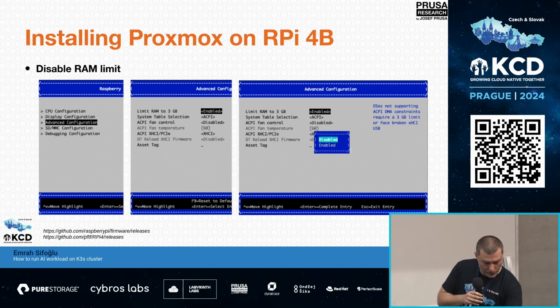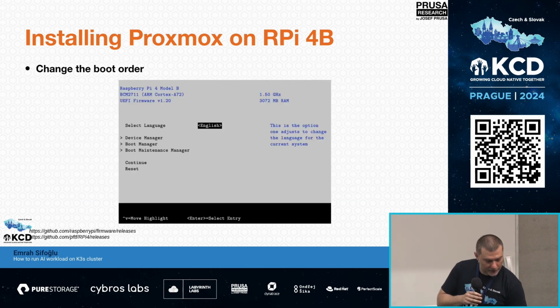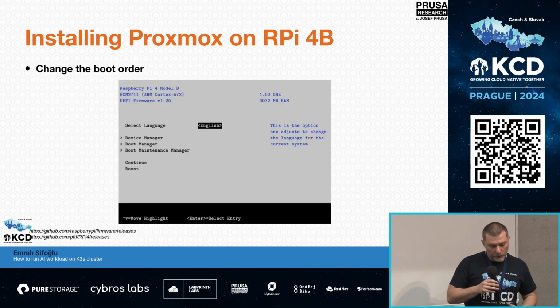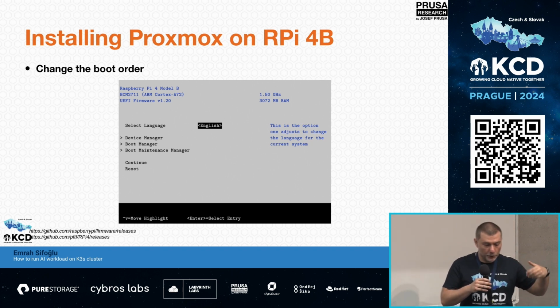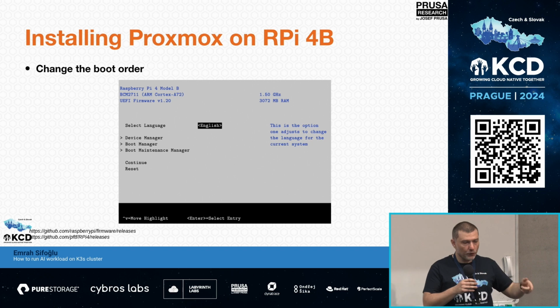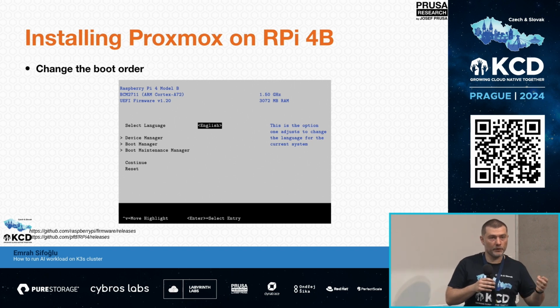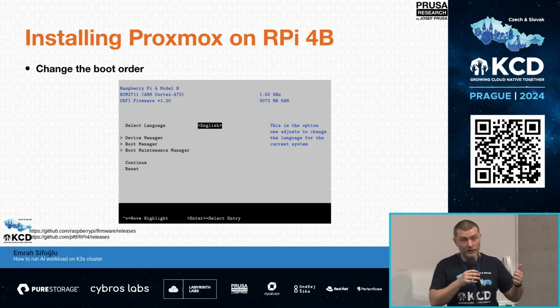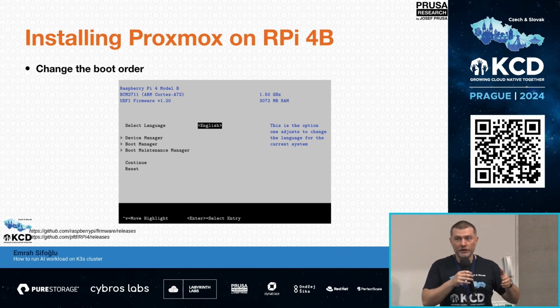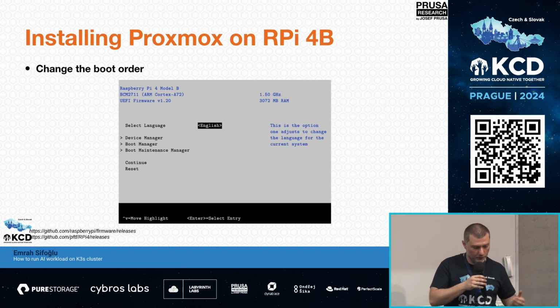So first things, you need to do this one. And after that, this might be a little confusing. We already chose the USB to boot from, right? But you also need to tell the Raspberry Pi what USB port you need to boot from, because you need to use two USB ports. One is for the installation and the second one for the storage. And you need to come to boot manager and specifically choose what USB you want Raspberry Pi to boot from.